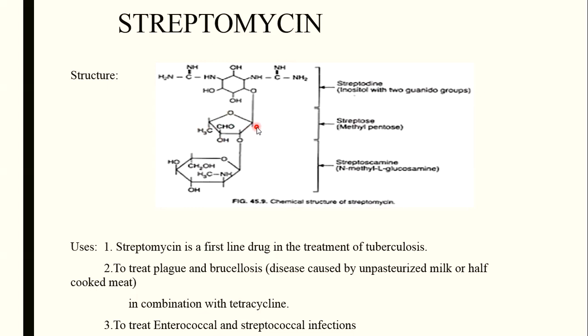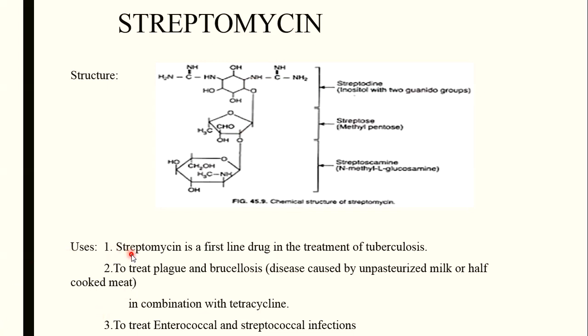Next to this, at the second position, there is a cyclohexane group. To this cyclohexane group, various linkages or substituents are attached. At the first position, there is an oxygen linkage which is connected to the pentose. Streptidine is inositol with two guanido groups. Streptidine contains a cyclohexane ring, to which various substituents are attached. At one position you can see the guanidino group, and at another position there is a second guanidino group. What is a guanidino group? Three amino groups attached to a single carbon is called a guanidino group.